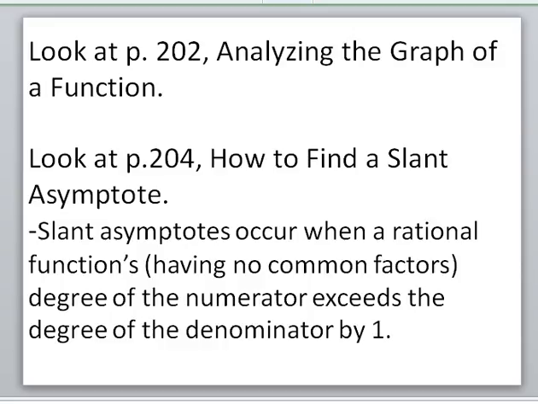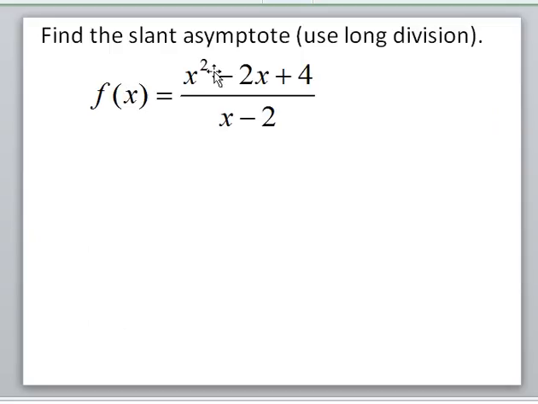What I want you to take note of is that slant asymptotes occur when the rational function has no common factors and the degree of the numerator exceeds the degree of the denominator by 1. What does that mean? Well, let's go ahead and use this example. Notice how the numerator's degree is 1 higher than the degree of the denominator. So there's a chance for that slant asymptote to occur.